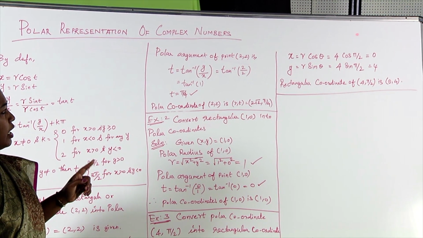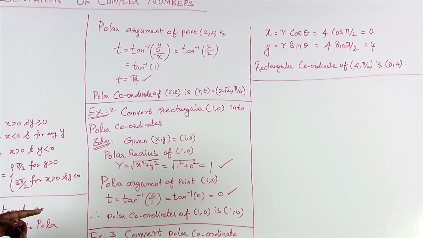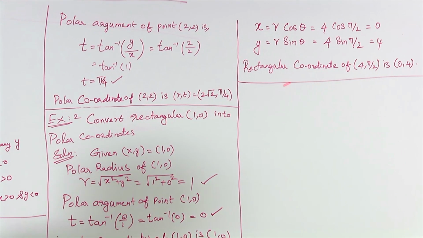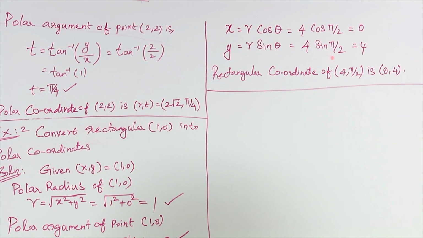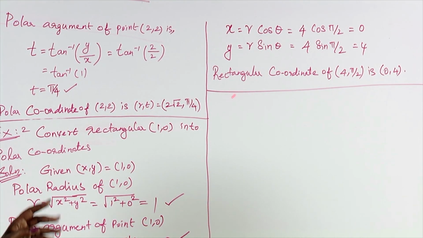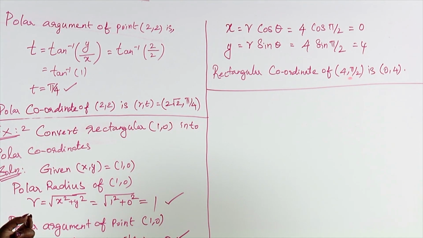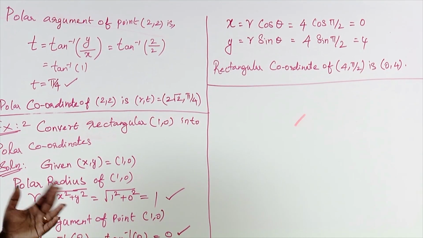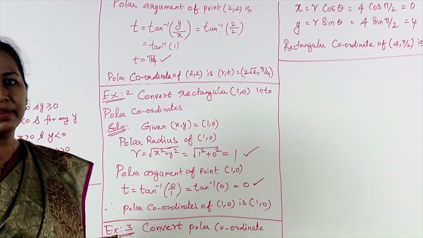So, x is 4 into cos pi by 2, where pi by 2 is the angle given here. We know that cos pi by 2 is 0, so that part is completely 0. Then y is equal to r sin theta, which is 4 into sin pi by 2, where sin pi by 2 is 1, and therefore 4 into 1 is 4. So, the rectangular or Cartesian coordinate for 4 comma pi by 2 is converted to 0 comma 4 in terms of x and y.